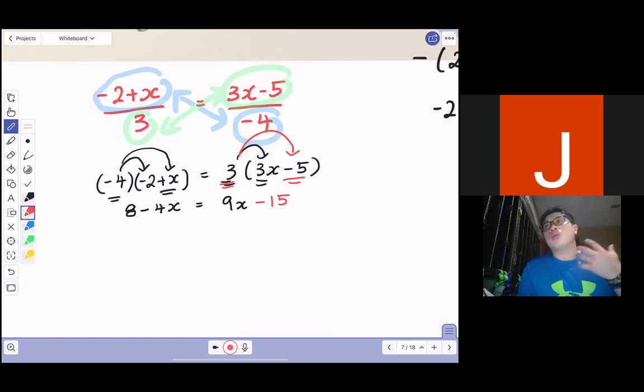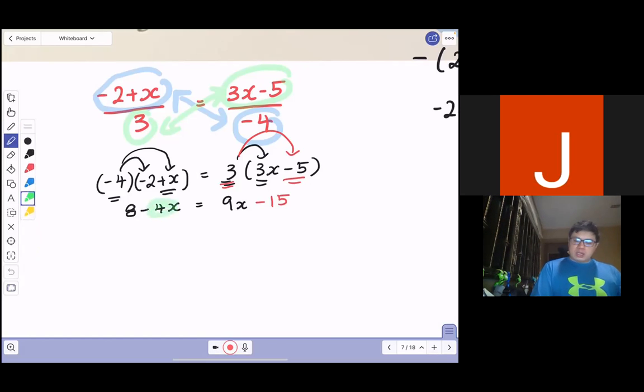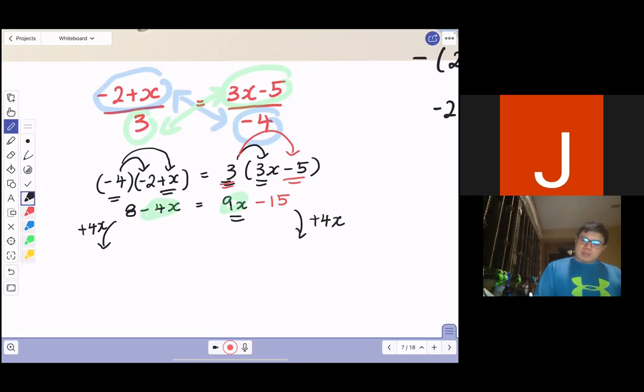Again, from here, we want to pack all the x on one side and all the constants on the other side. Usually I'll bring the smaller term to the bigger one, so I'm going to bring 4x over. I add 4x on both sides. 9x plus 4x will give me 13x. Now minus 15 is not involved, so I'm just going to write minus 15. Negative 4x and positive 4x cancel off, equals to 8.